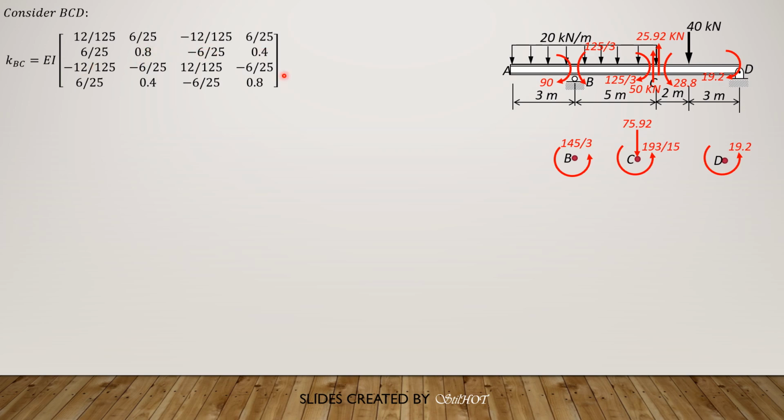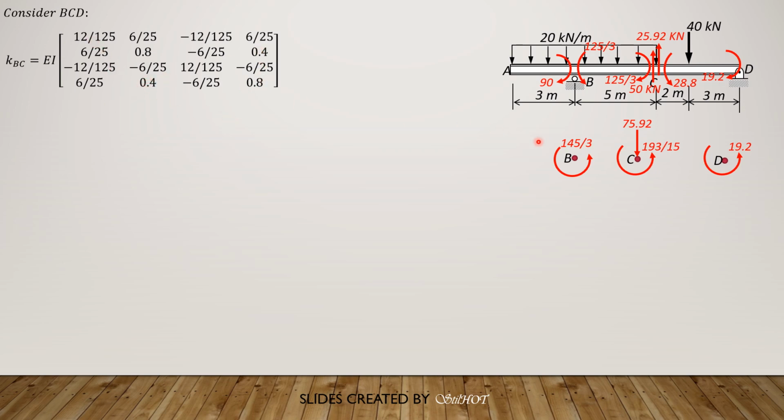Then the third row elements are the negative of the first row elements. The fourth row elements, you copy the second row elements, except that we interchange the second and the fourth elements. So 0.8 is now here and 0.4 is here. So that's it. That's all.